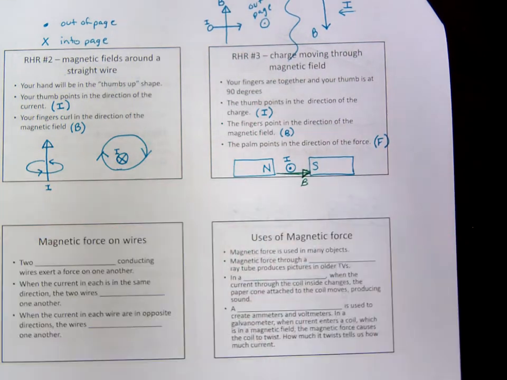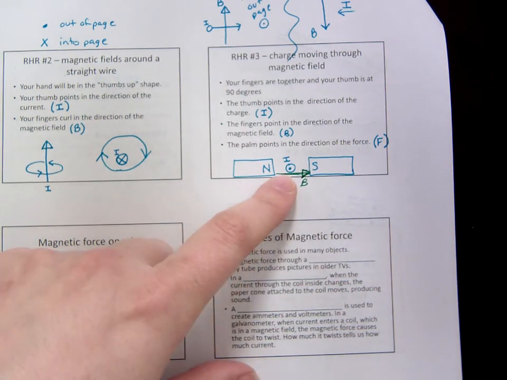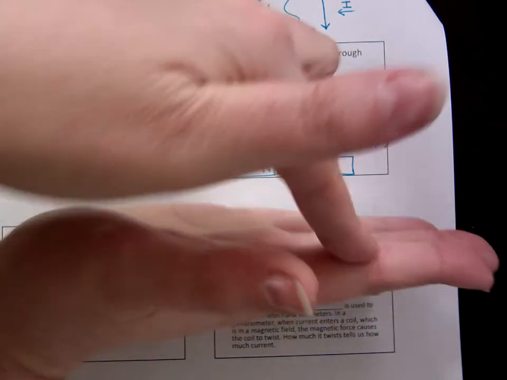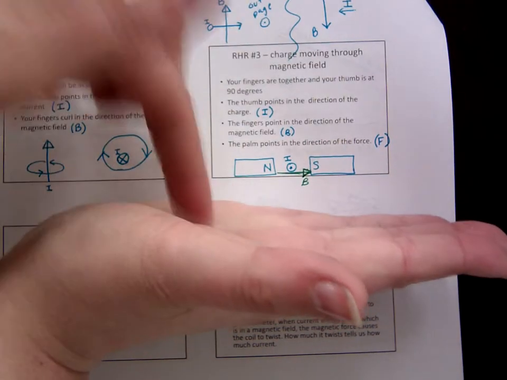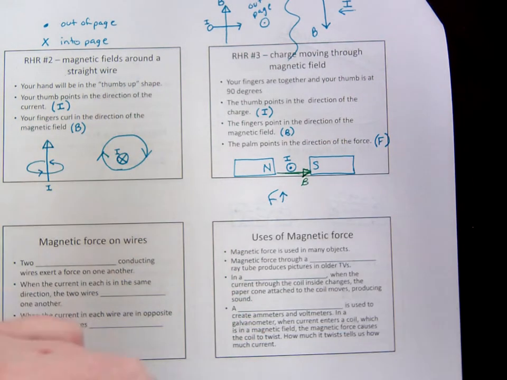Okay, so if you see a problem like that, you got to remember magnetic fields always point towards the south pole. So with this example I just drew, my thumb is coming out of the page with my fingers for the magnetic field pointing to the right, which means my force is going up.